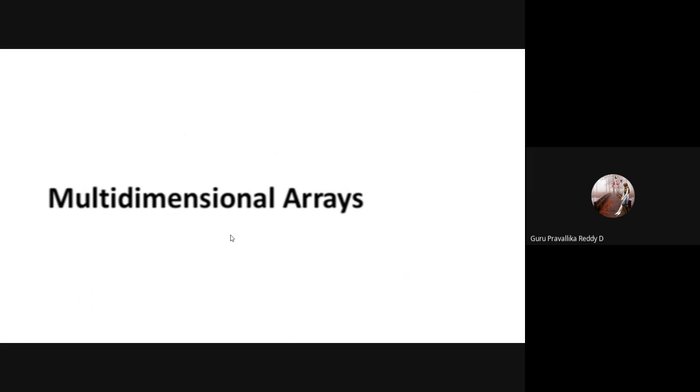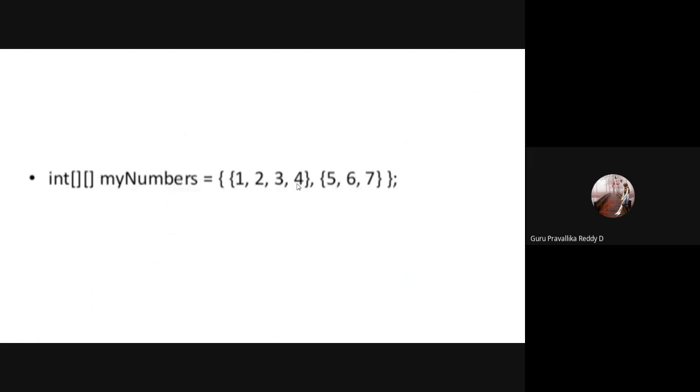Multi-dimensional arrays. A multi-dimensional array is an array containing one or more arrays. Two-dimensional arrays store the data in rows and columns. Here is a two-dimensional array: an int array with 2 rows and 5 columns. It is called a two-dimensional array, and also a multi-dimensional array. We write it like this.